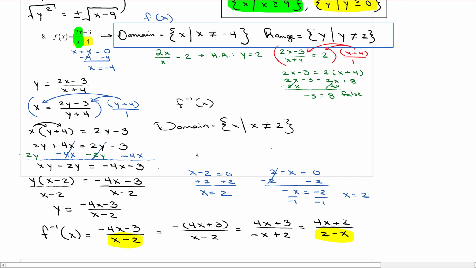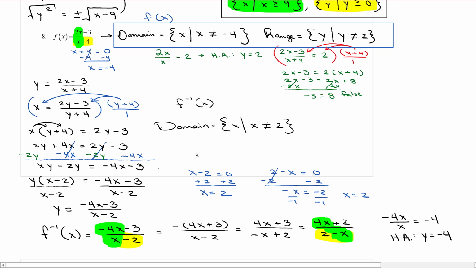You better get the same restricted value that you got for your range for the original function if you did this correctly. Now let's see if I get the same value for my horizontal asymptote. Whether I take this function at the front or the back, negative 4x over x is going to give me negative 4. So my horizontal asymptote is going to be at y equal to negative 4.